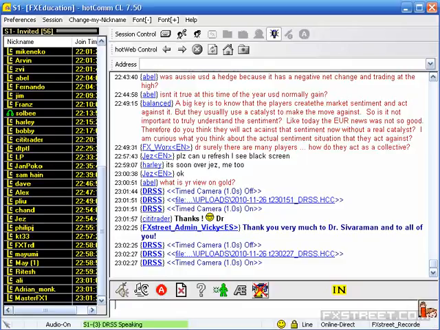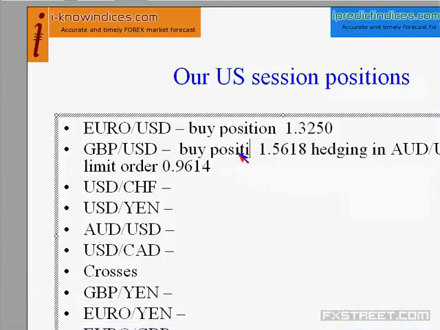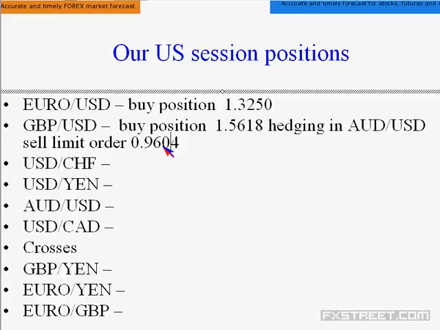So let me go back to the PowerPoint presentation. Now the buy limit has become a buy position. For the hedging, I just made it 30 pips below the current market level. So the sell limit in the case of Australian dollar is 96.04 for me. As a preventive measure, I'm using another major now. So it is not that always you have to choose a major.